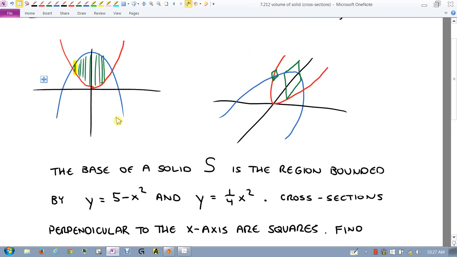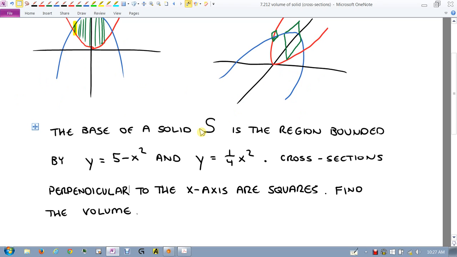So do you understand it? From the wording, do you understand what's happening here? These two graphs form the bottom of the solid. And then when you take a cross-section that's perpendicular to the x-axis, so if you start taking these cross-sections, they form squares. All of them together should give you a solid. What's its volume?